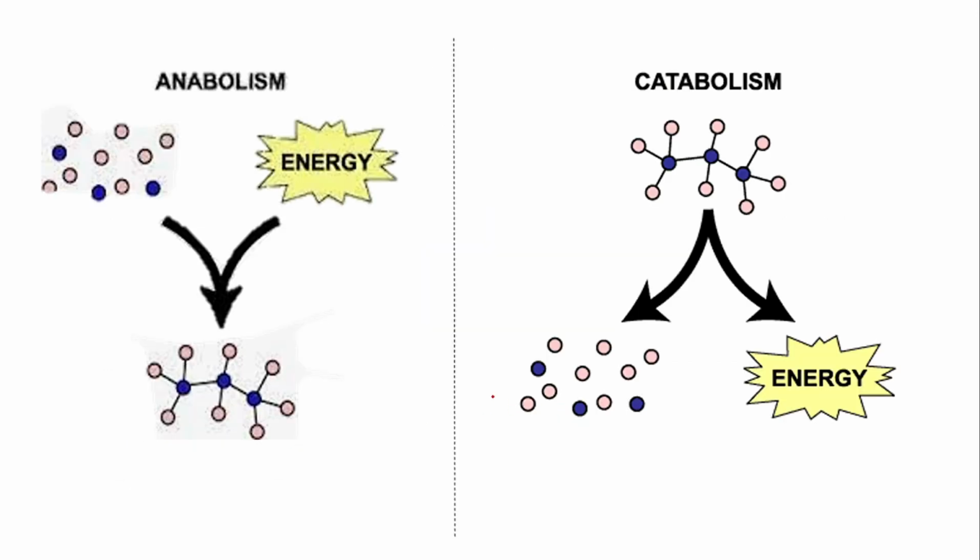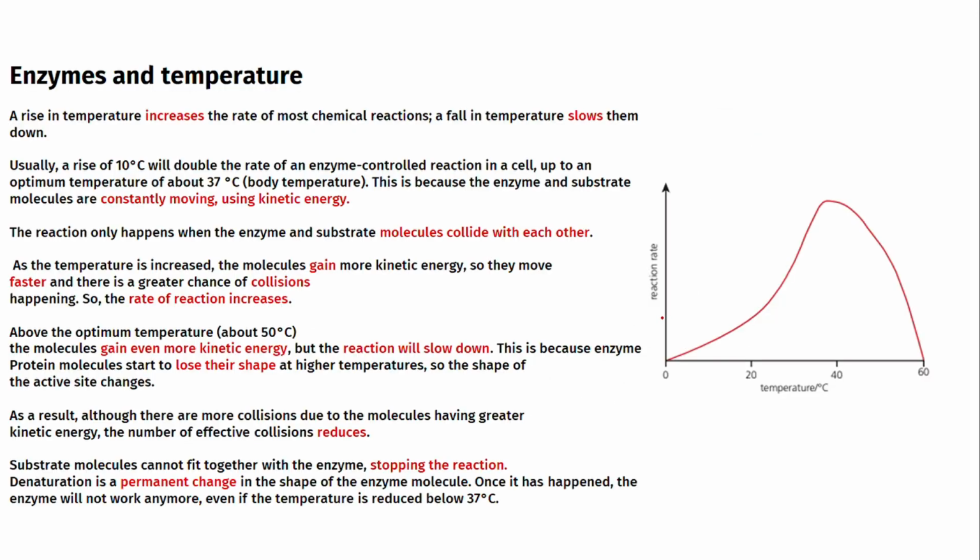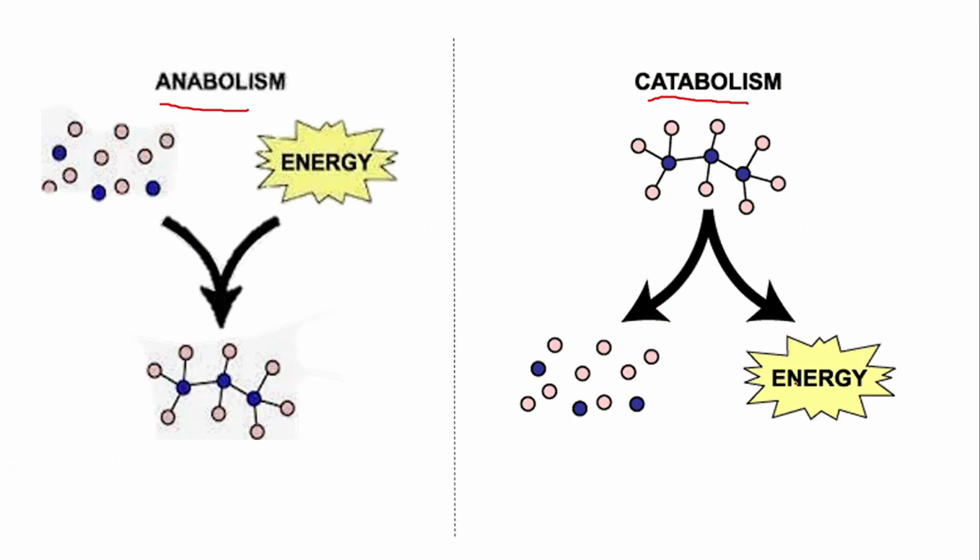Now, we have two types of reaction that would happen in metabolic reactions. We have anabolism and catabolism. What's the difference? Anabolism is connecting particles together, or connecting two substrates together using energy, and we have catabolism, which is breaking off molecules and producing energy. This one is endothermic, this one is exothermic.